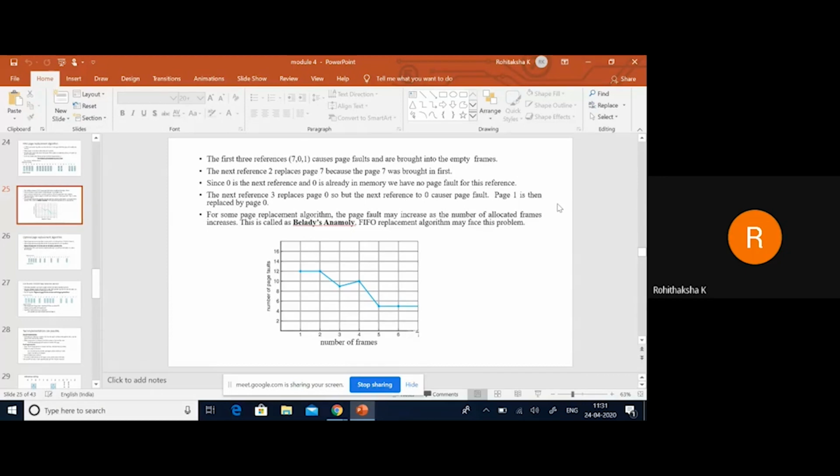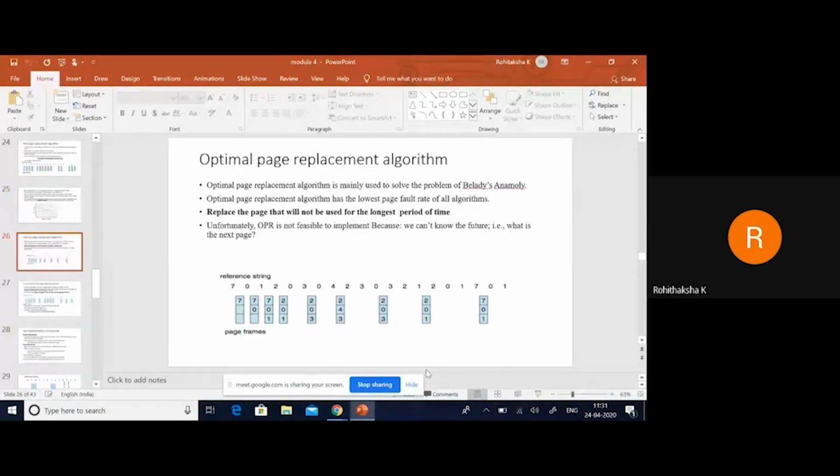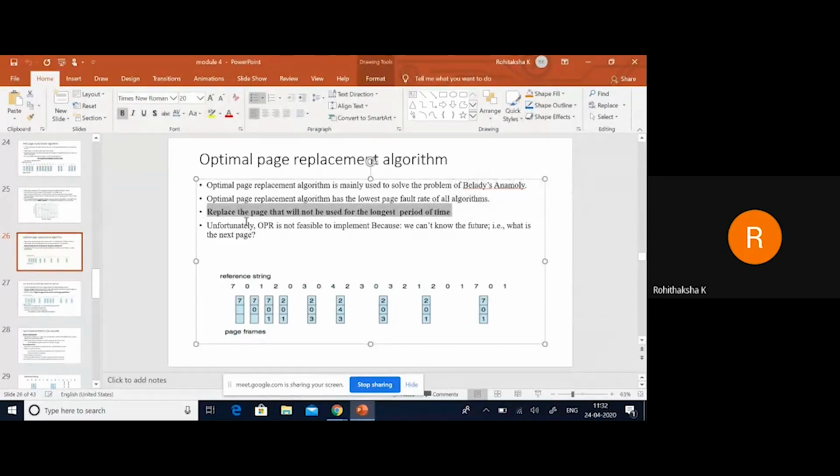Okay, the next algorithm we call the optimal page replacement algorithm. What is this algorithm? In order to overcome the disadvantage of Belady's anomaly, we go for the optimal page replacement algorithm. It has the lowest page fault rate of all the algorithms. It replaces the page that will not be used for the longest period of time. We check which page is not going to be used for the longest period of time, and we replace that frame.